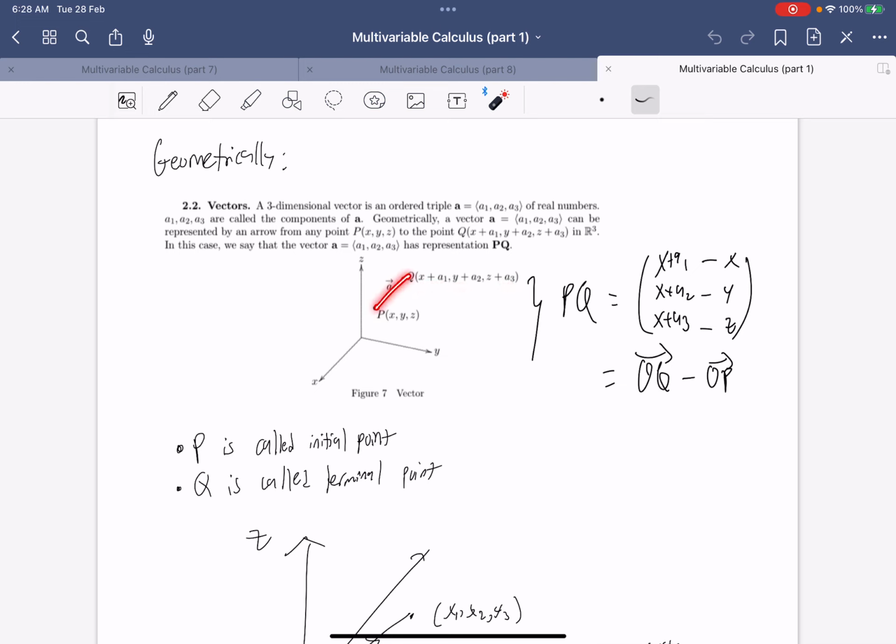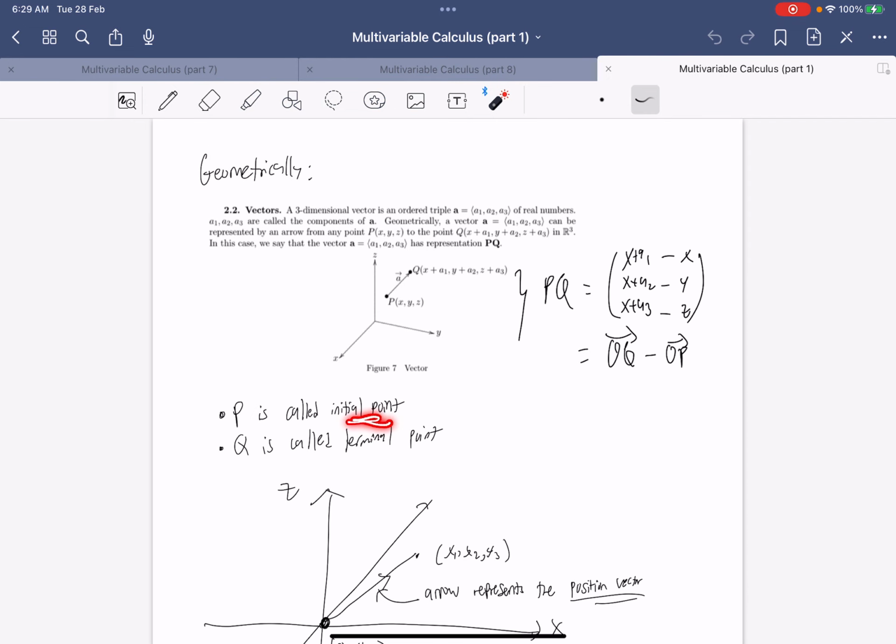Moving from P to Q, you have to move a distance in the x coordinate by a1, the y coordinate by a2, and the z coordinate by a3. If you connect a line from P to Q and then draw an arrow, it means you're moving from P to Q. You're really moving by a1, a2, and a3 in that direction, which we call the vector. And so P is called the initial point and Q is called the terminal point.